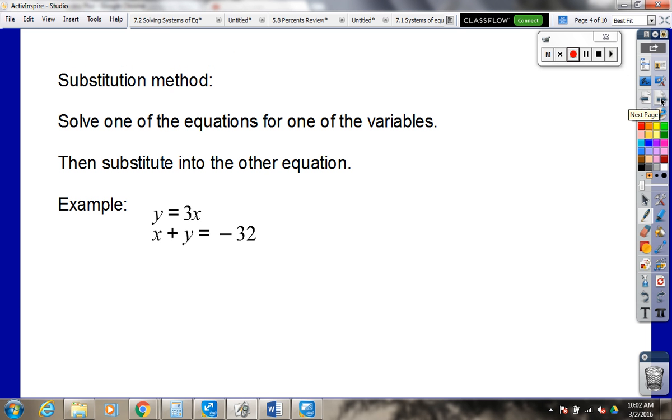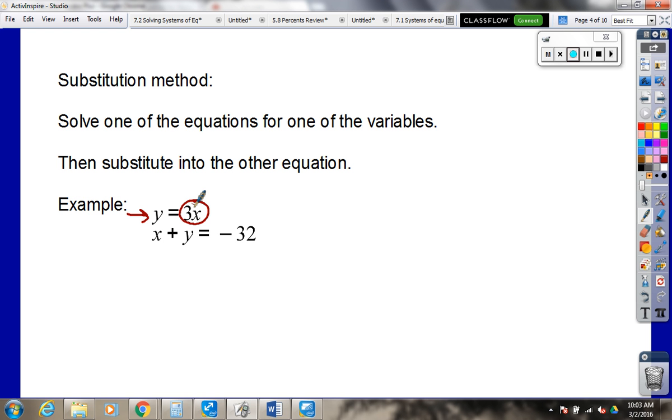Okay, so in the substitution method, we're just going to substitute. We're going to first solve one of the equations for one of the variables, and then we're going to substitute it into the other equation. So if we look at this, this is a system of equations. We have two equations, both with x and y variables. The top equation is already solved for y, so we can actually skip step 1 up here. It says that y equals 3x.